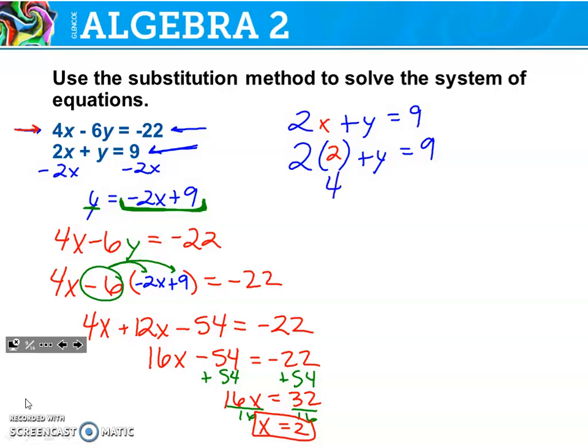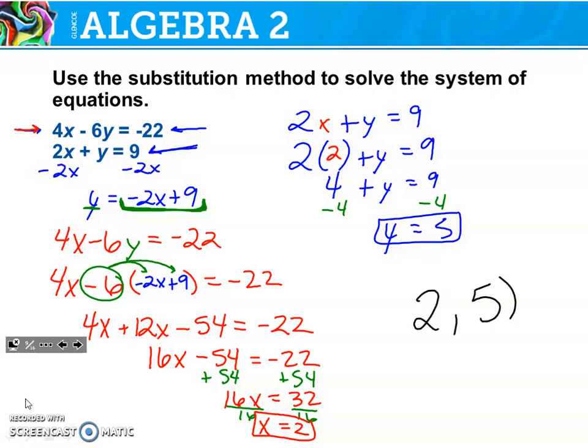So finish this one out. 4 plus y equals 9. Subtract both sides by 4. And I get that y equals 5. So x equals 2 and y equals 5. Remember, that is not my final answer. My final answer is the point made up of 2 and 5. So I'm going to have 2, 5 for my solution. Okay, so that's our substitution. Next slide, or next few, we'll go over will be elimination.